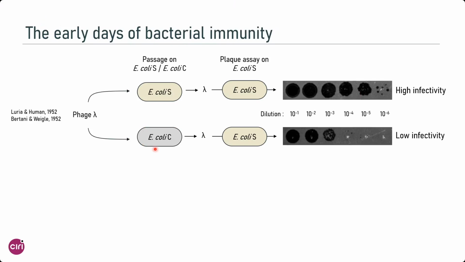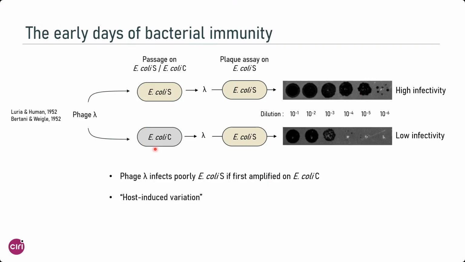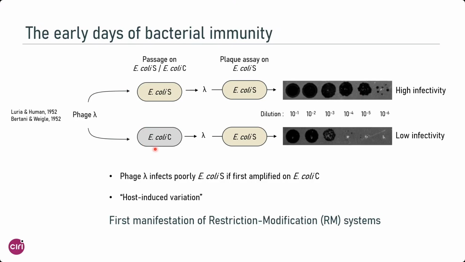And so that was a very intriguing phenomenon that was at the time called host-induced variation, meaning that the infectivity depends on the last host on which it was passaged. And actually, this was the first manifestation of the most widespread bacterial defense system, which is called restriction modification.